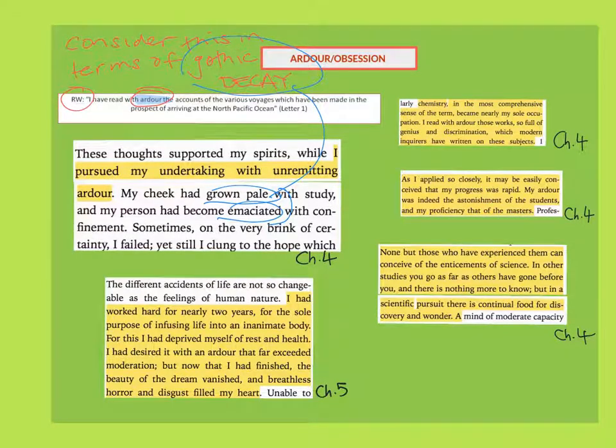So the word vanity isn't used here, or pride or ego, those kind of things, but you can see underneath that it's implied a sense of egotism again. So, that Victor Frankenstein, isn't he clever? Oh good, they all think I'm clever. The astonishment of the students, the extent to which he pushes his learning and his knowledge. Coming around here to the bottom right hand corner, "none but those who have experienced and can conceive," there it is again, "of the enticements of science."